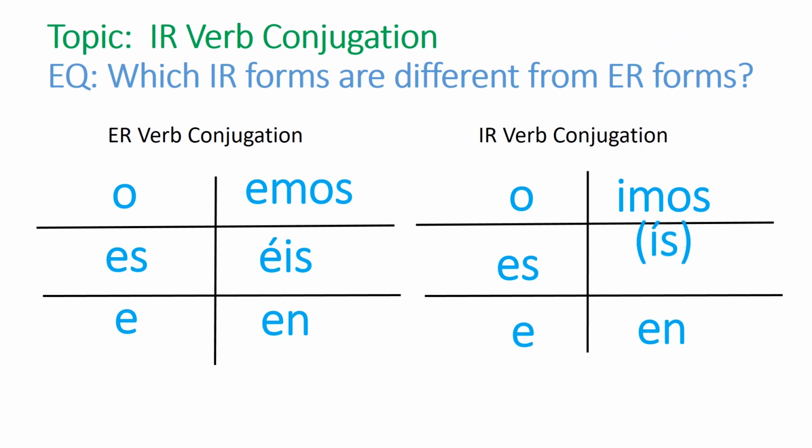And the vosotros form is also different, it's ís instead of éis, though that's not such a big deal because you're not using that unless you go to Spain, which lucky you if you do. So just remember, IR verb conjugation is the same as ER verb conjugation, except imos is the nosotros form and ís is the vosotros form. Make sure you've got that IR verb conjugation chart down, and underneath it, I want you to put two sample sentences to demonstrate how IR verb conjugation works.